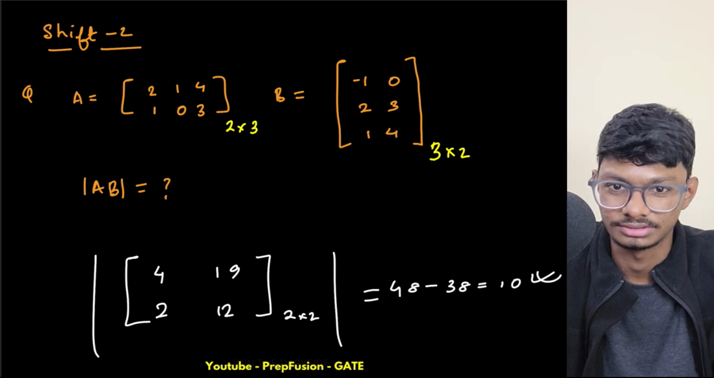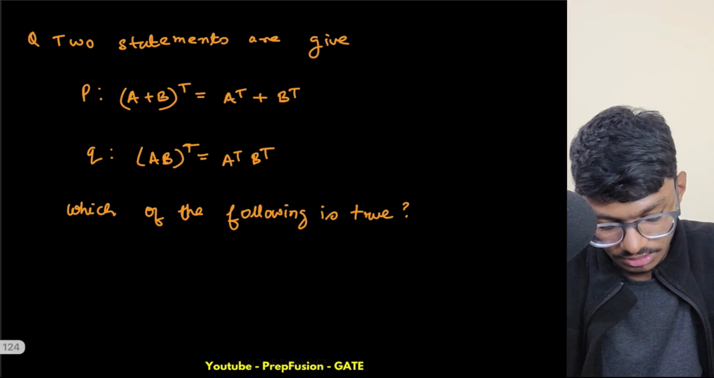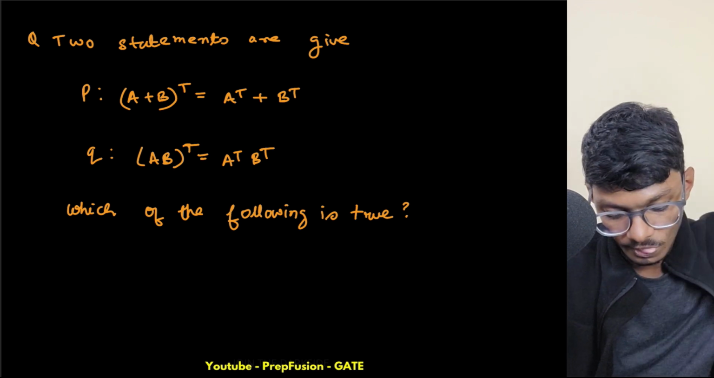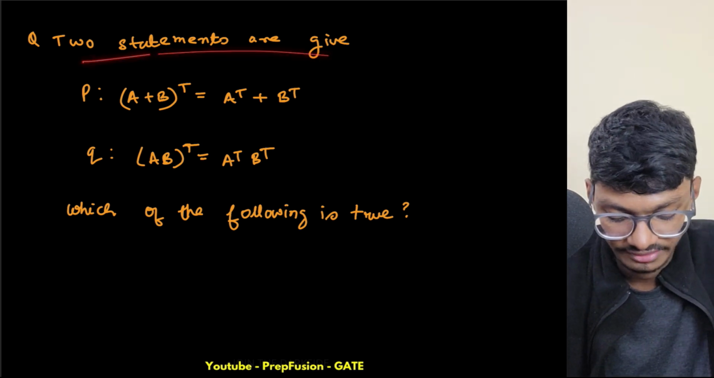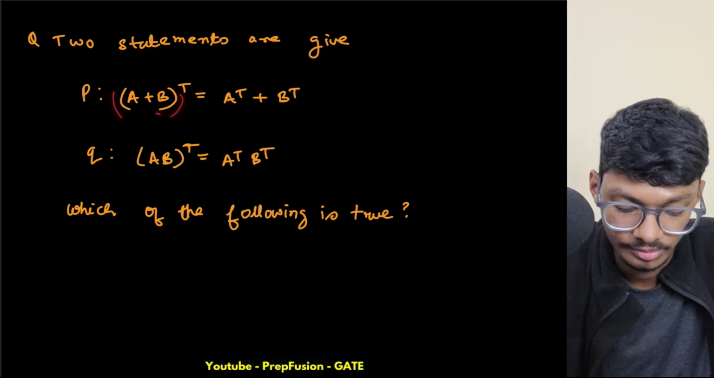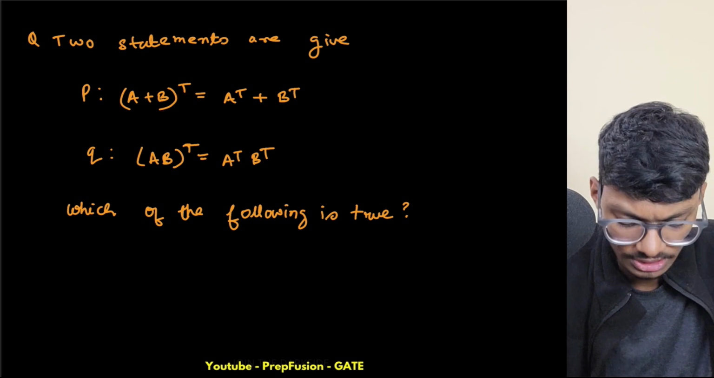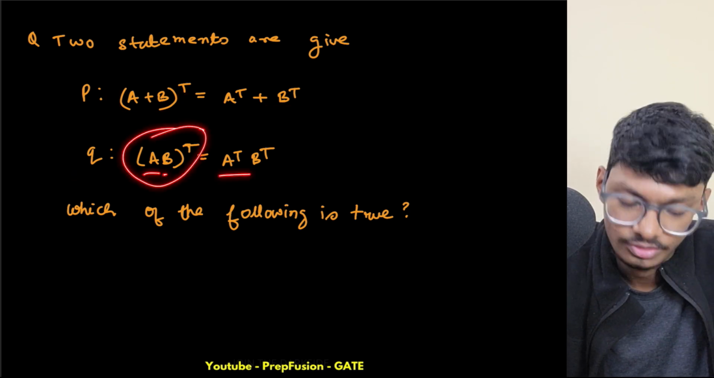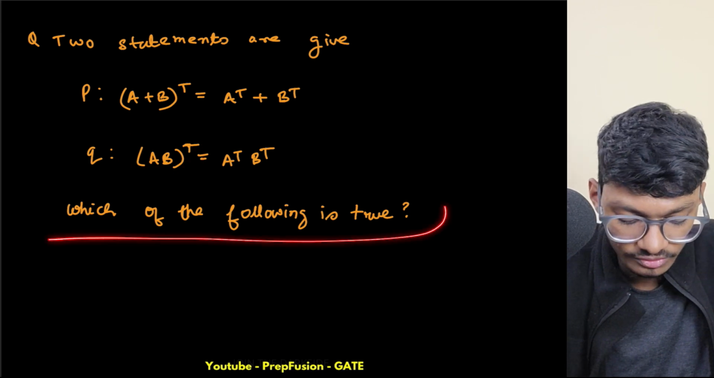This is not that big of a deal. Again, this is a property based question from linear algebra. Here two statements are given. One is P, which says that (A plus B) whole transpose will be equal to A transpose plus B transpose, and statement Q says (AB) whole transpose is equal to A transpose B transpose. Now which of the following is true?